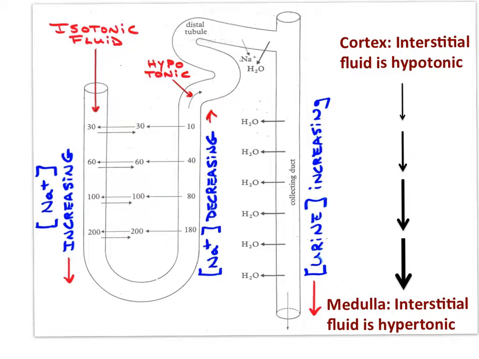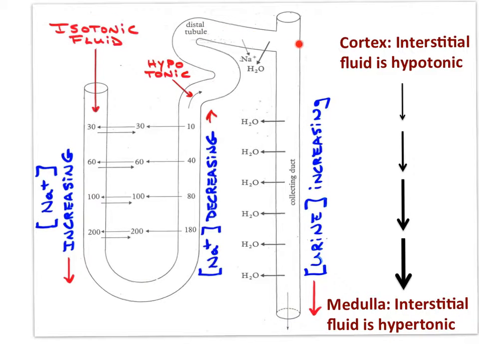In this diagram, you can see that the filtrate increases in concentration in the descending limb of the loop of Henle, then decreases in concentration in the ascending limb of the loop of Henle as it moves back up to the cortex. Now, this is where things get really interesting.